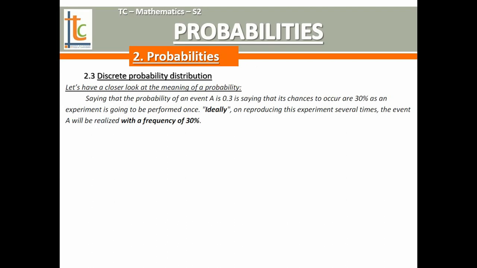let's have a closer look at the meaning of a probability. So I'm reading with you at this point, saying that the probability of an event A is 0.3, is saying that its chances to occur are 30% as an experiment is going to be performed once. Okay, so let's analyze this first sentence. You are about to try a game, a random game, and you know that some event has 30% chances to occur.